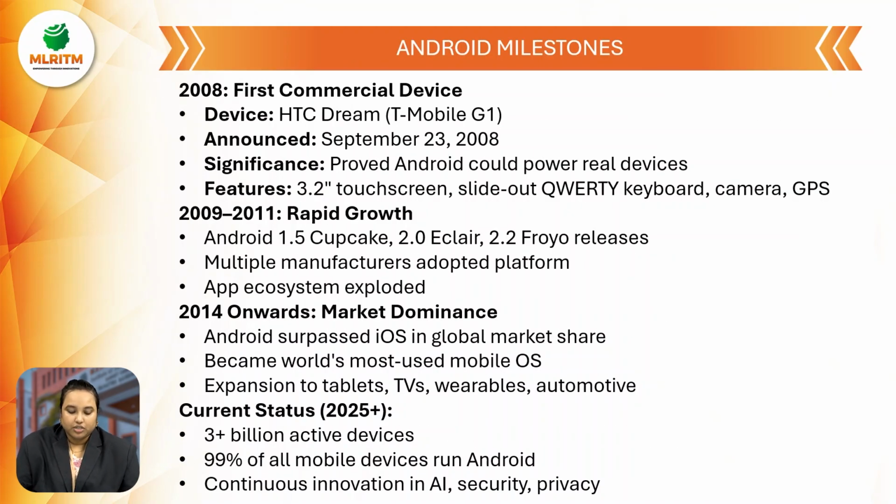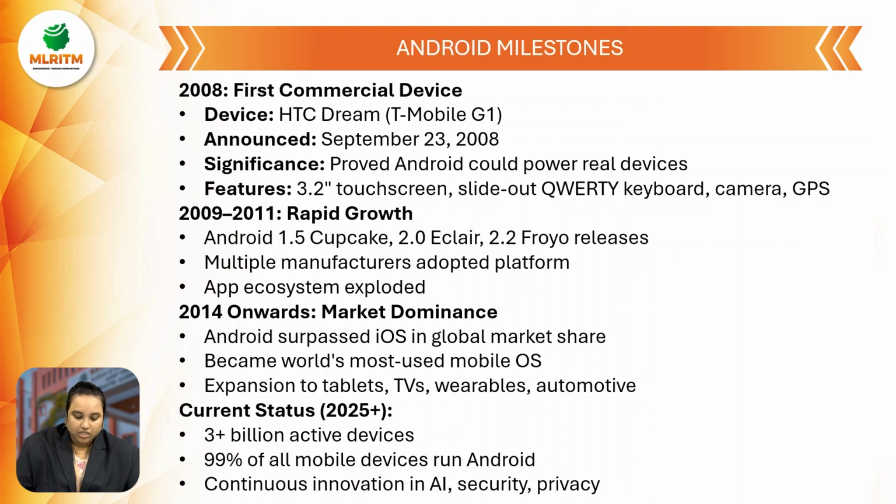Android milestones. In 2008, the first commercial device, the HTC Dream, T-Mobile G1, was announced on September 23rd, 2008. The significance of this was to prove Android could power real devices. The features of this phone were a 3.2 inch touchscreen, slide-out QWERTY keyboard, camera, and GPS.